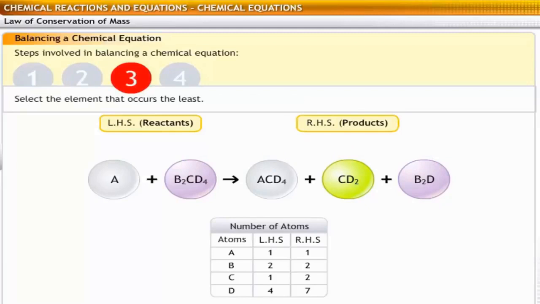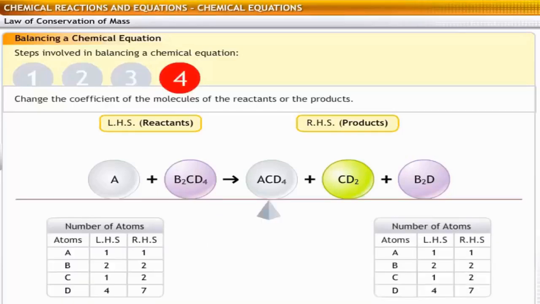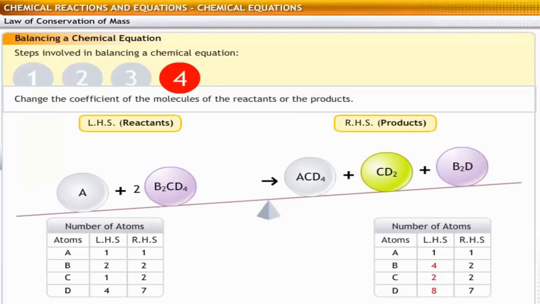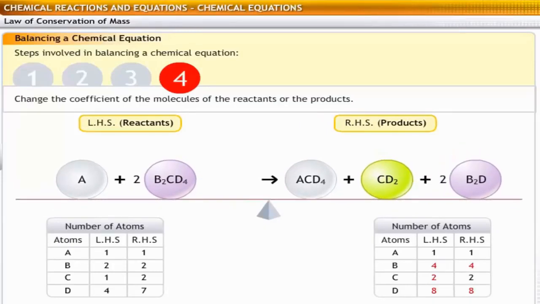Select the elements that occur the least number of times in the equation. Balancing typically starts with such elements where the number of atoms is not equal on both sides. Change the coefficient of the molecules of reactants or products as required. You should continue balancing the atoms in this manner till you have covered all the elements in the equation.